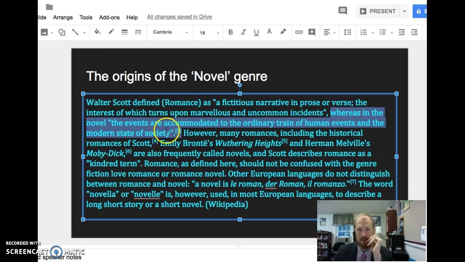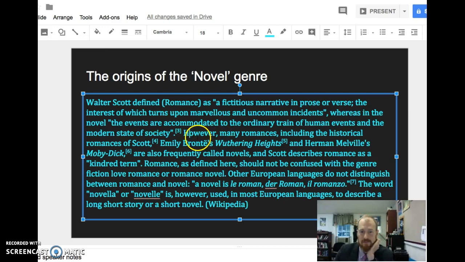instances. Okay, Walter Scott, though, goes on to say, however, many romances, including the historical romances of Scott, Emily Bronte's Wuthering Heights and Herman Melville's Moby Dick, are frequently called novels, and Scott describes romance as a kindred term. Romance, as defined here, should not be confused with a genre. Fiction, love, romance, or romance novel.